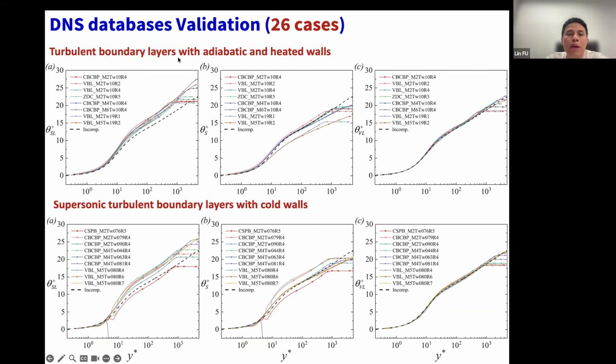And let's examine the turbulent boundary layer with adiabatic and heated wall. You can see that the classical, semi-local, and the state-of-the-art one-to-rest type transformations all fail to collapse the data of compressible flow to the incompressible limit. However, with our transformation, you get a perfect collapse.